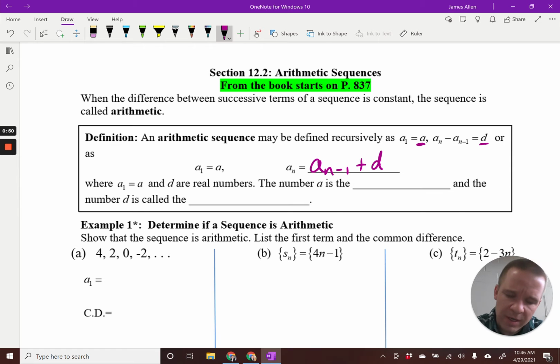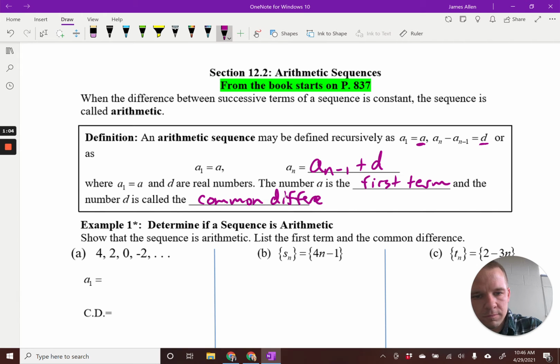All right. So the number a, which is a real number, that's the first term. And then d, that's our common difference. So that's it. We take the previous term, add the common difference, whether that's positive or negative. We'll get the next term, and so on, continuing on.